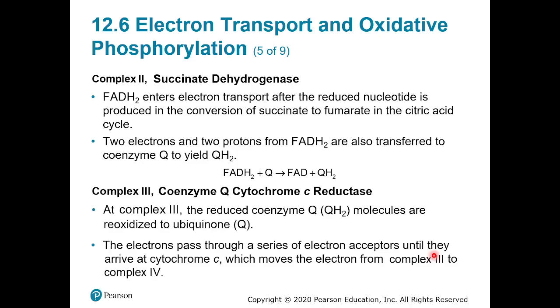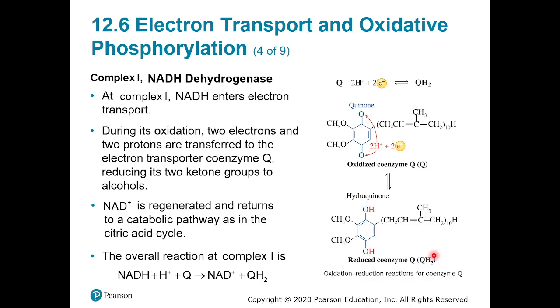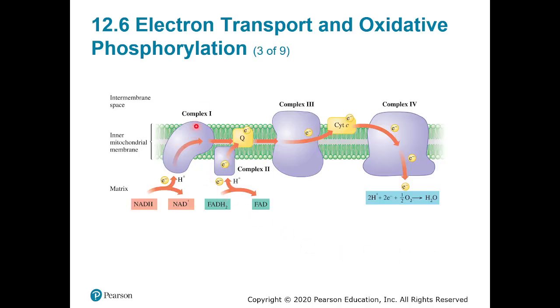Now, these electrons are going to pass through that series of electron acceptors. They're going to arrive at cytochrome C. This is going to move those electrons from complex 3 to complex 4. Now, again, remember that we're going to move hydrogen ions through at complexes 1, 3, and 4. And so that's where we're getting those payoffs, and we're going to add that in once we've talked about the electrons going through.